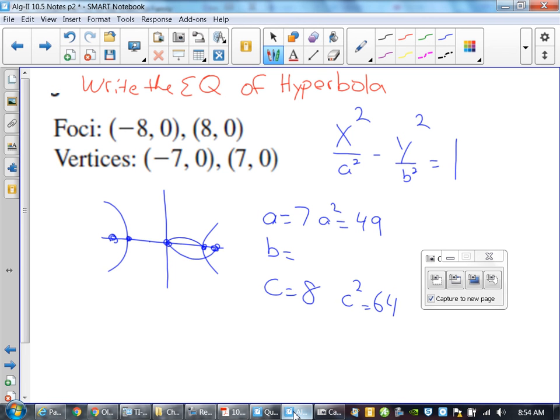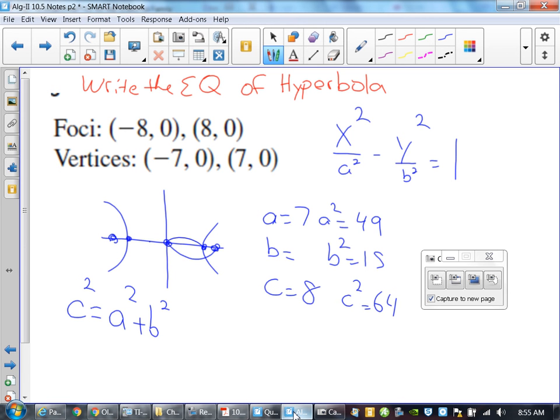15. Very good. Wait, I thought that C was A plus B. It's C squared is A squared plus B squared. That's why we figured out what A squared was, and we figured out C squared. B squared equals 15 times 1. That's how you find those out, and how you work with those real quick. Very similar to how we did that with the ellipses.